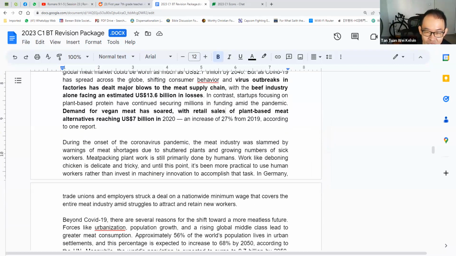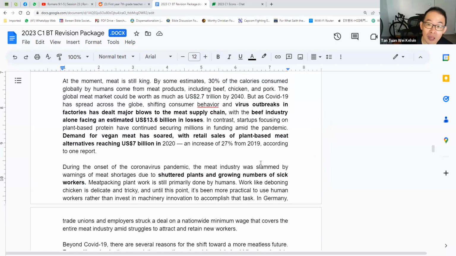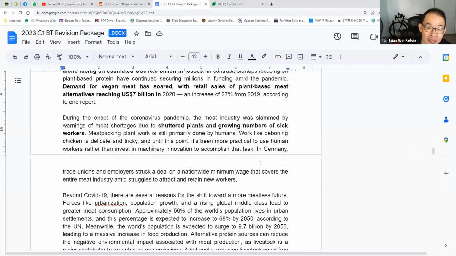Now here there's meat shortages. Okay, shuttered plants and growing number of sick workers. So this tells you why the supply curve for conventional meat has obviously been falling. Okay, if plants are forced to shut down, if the workers cannot come to work because they are down with the virus, it is bad news for the meat production.